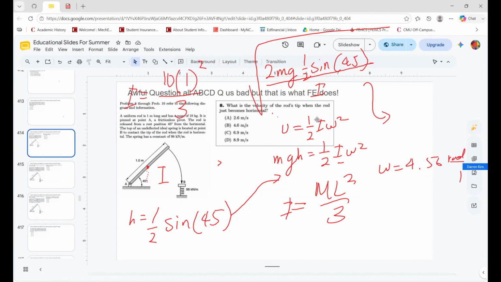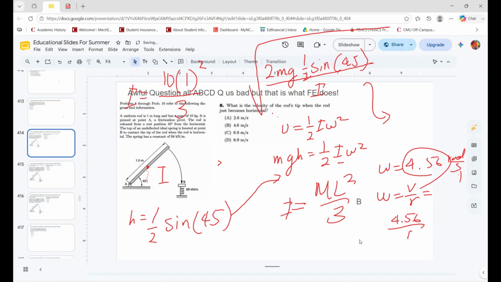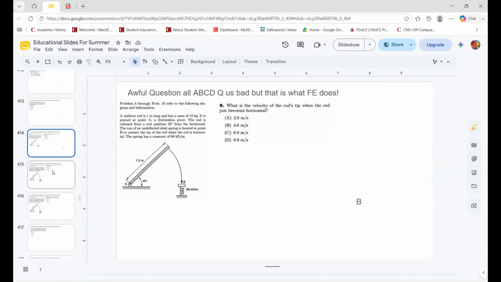And then you have to say omega equal v over r, which is 4.56 divided by 1. Now that is the right answer, which is 4.56, so it is 4.6. But it's important to know the method. You got the right answer, but didn't get the right method. That's kind of iffy, in my opinion. I mean, I'm okay with it. You're fine. But I like to have the method down.